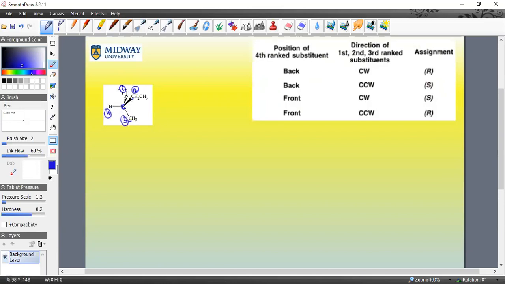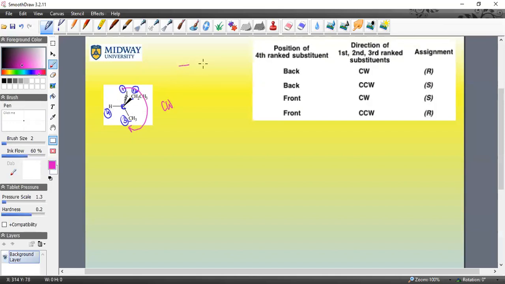Now, if you notice, okay, let me get my pink color here. If you notice, the sequence is 1, 2, 3, which is not a problem. Right? So that is clockwise. But you notice that the lowest rank substituent is neither front nor back. Right? So where do we want our lowest rank substituent? It's got to be in the front or the back. But here it's in the plane of the paper.